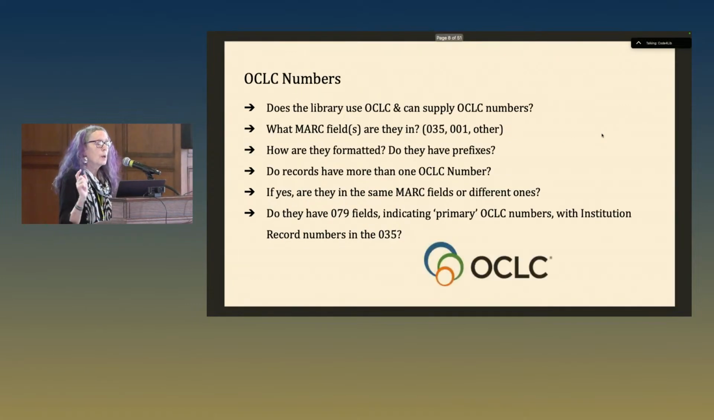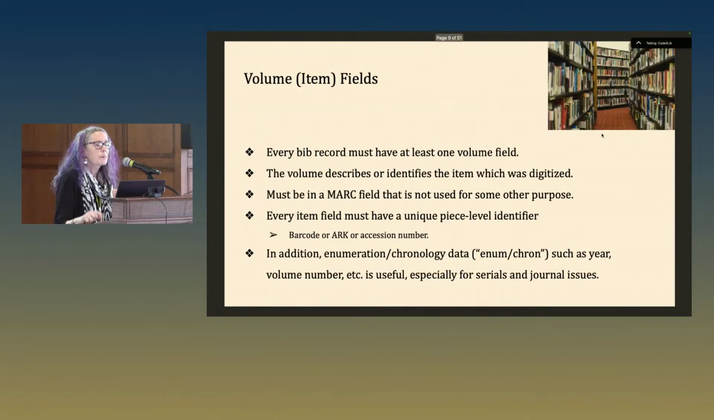or something like that. Okay, speaking of OCLC numbers, I spend a lot of time looking for and looking at OCLC numbers, if the library even uses OCLC. So I'm looking, where are those things? Are they in the 035 or the 001? How are they formatted? Do they have prefixes? Does a record have more than one OCLC number? Does it have no OCLC numbers? If they have more than one, are they in the same MARC field? Because that could be complicated. And I might even look around to see if they have any 079 fields.